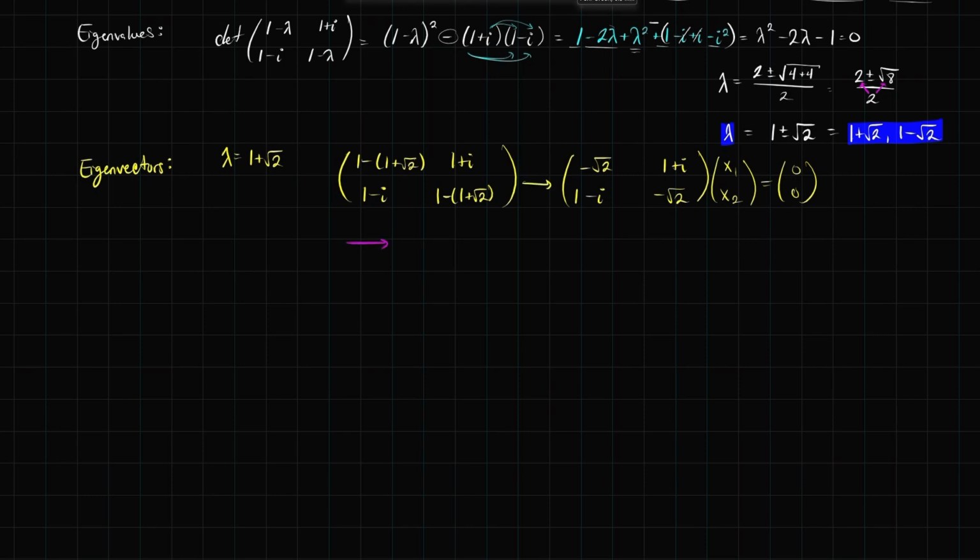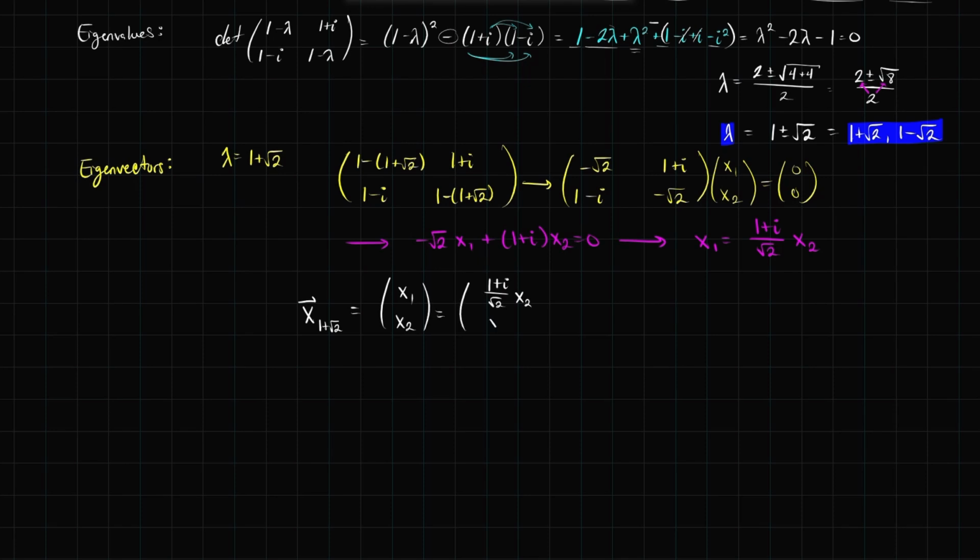The first row is going to tell me that negative root 2 copies of x1 plus i plus 1 copies of x2 is 0. I can solve this for x1 by bringing negative root 2 x1 to the right and then dividing by root 2. I see that x1 is equal to (1 plus i) over root 2 times x2. And that's my relationship. So when I write the vector corresponding to 1 plus root 2, this gives me x1, x2. Or in other words, replacing x1 with (1 plus i) over root 2 times x2, x2. Then I can send x2 to 1 to recover my eigenvector as (1 plus i) over root 2 and 1.